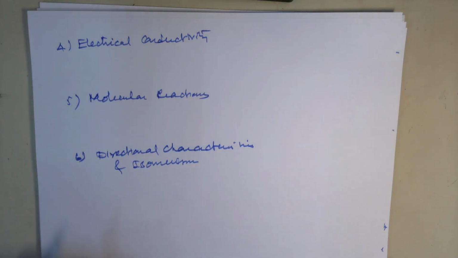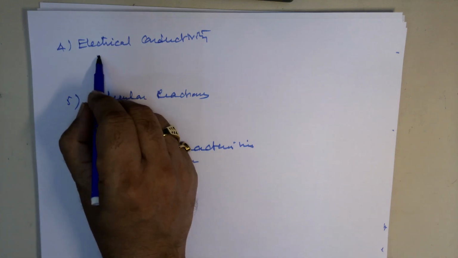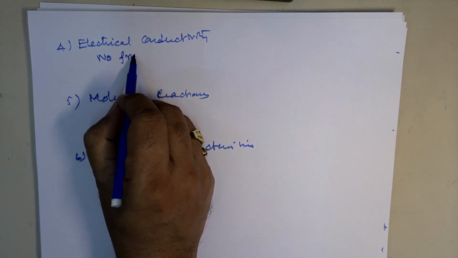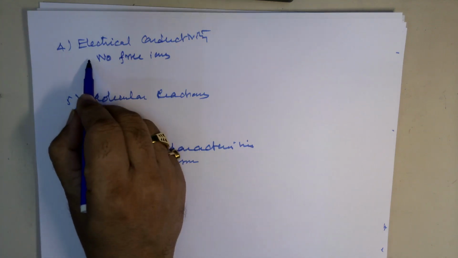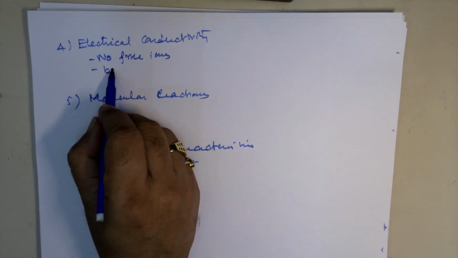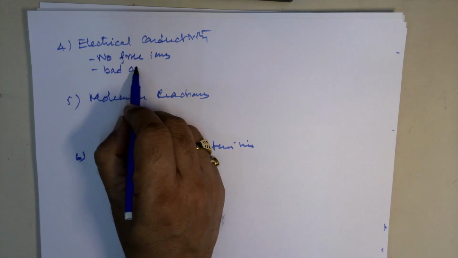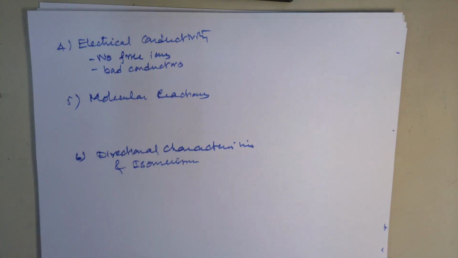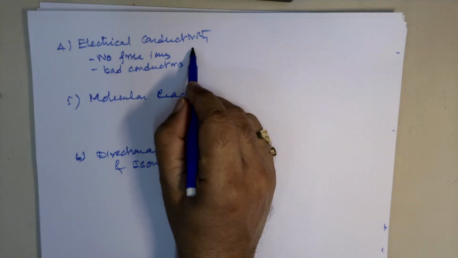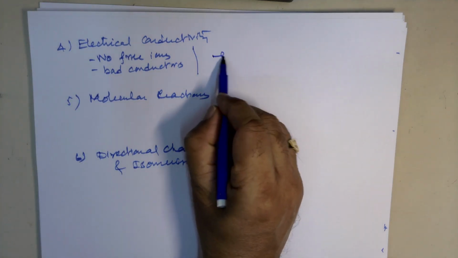Then electrical conductivity. Since there are no free ions in covalent compounds to conduct electricity, they are bad conductors, that is, insulators of electricity. But there is an exceptional case. Graphite is an exception.